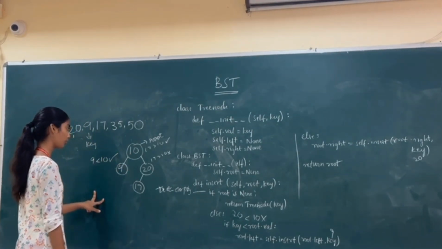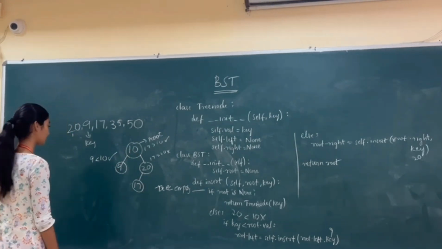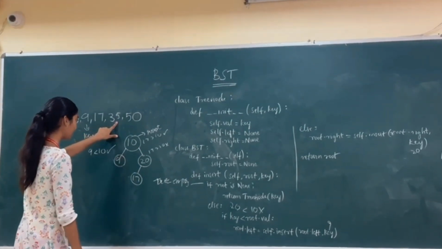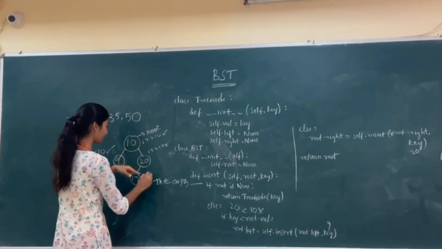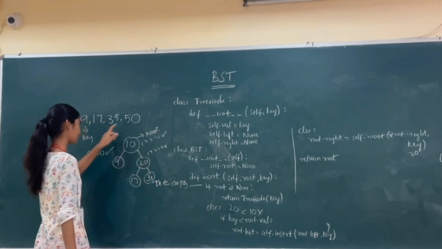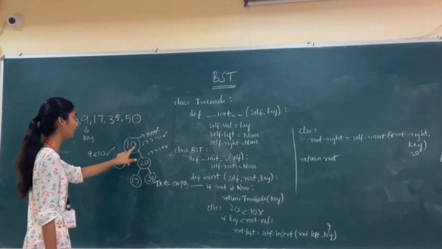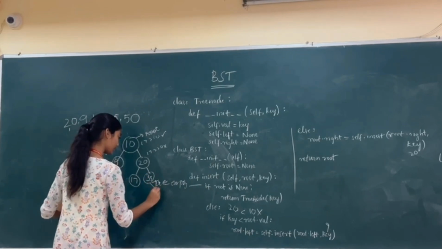The left side elements are always smaller than the root, and the right elements are greater than the root node. And again we insert 35, which is greater than 10 and greater than 20. So we insert it to the right. Now our next element is 50, which is greater than 10, greater than 20, and also greater than 35. We insert it at the right.